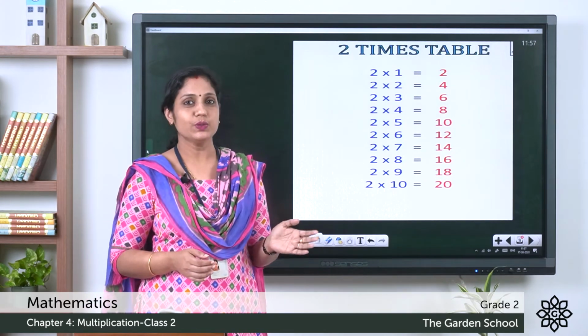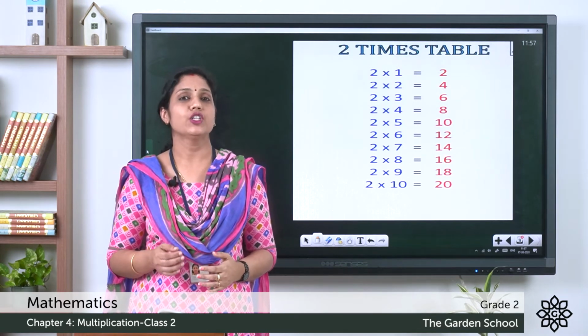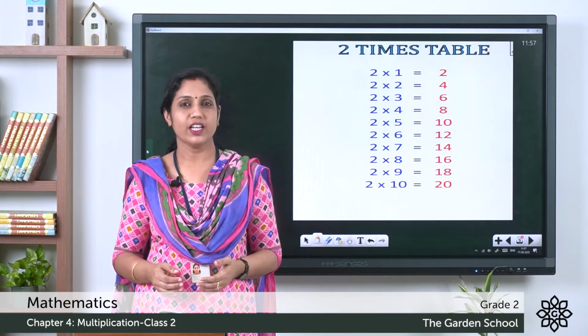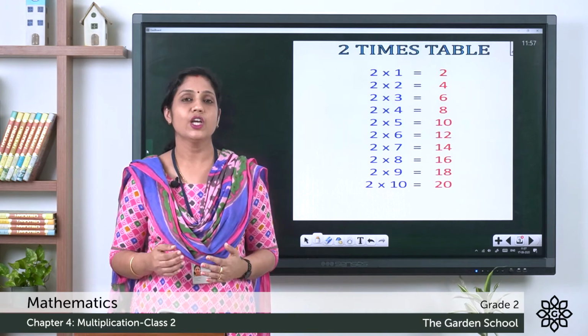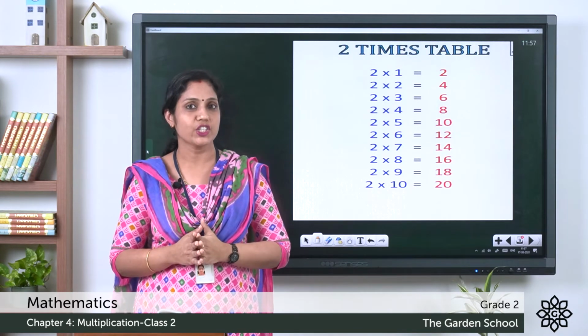2 ones are 2, 2 twos are 4, 2 threes are 6, 2 fours are 8, 2 fives are 10, 2 sixes are 12, 2 sevens are 14, 2 eights are 16, 2 nines are 18, 2 tens are 20. So, this is the multiplication table of 2.